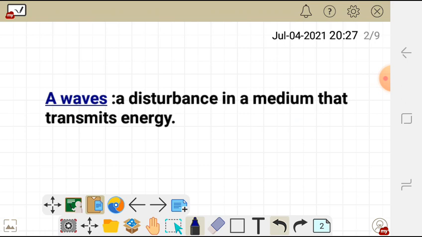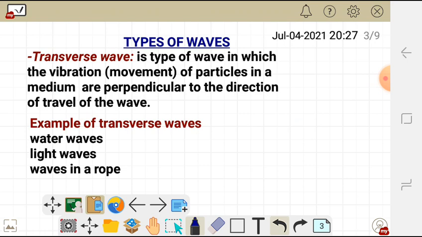We have two types of waves, which are transverse and longitudinal. A transverse wave is a type of wave in which the vibration or the movement of particles in a medium is perpendicular to the direction of travel of the wave.